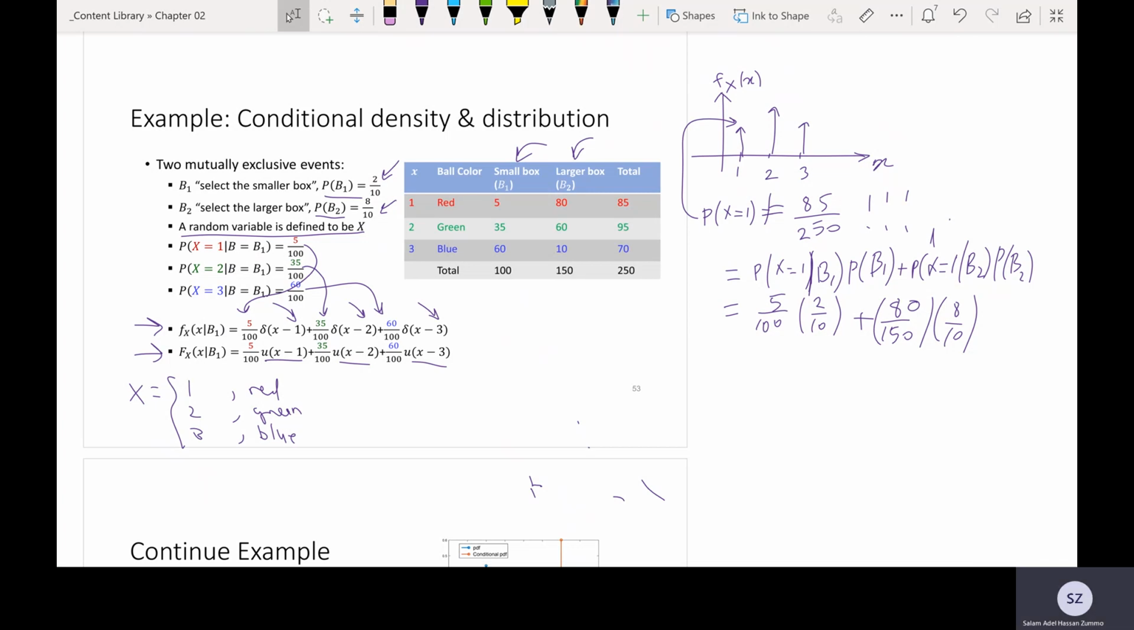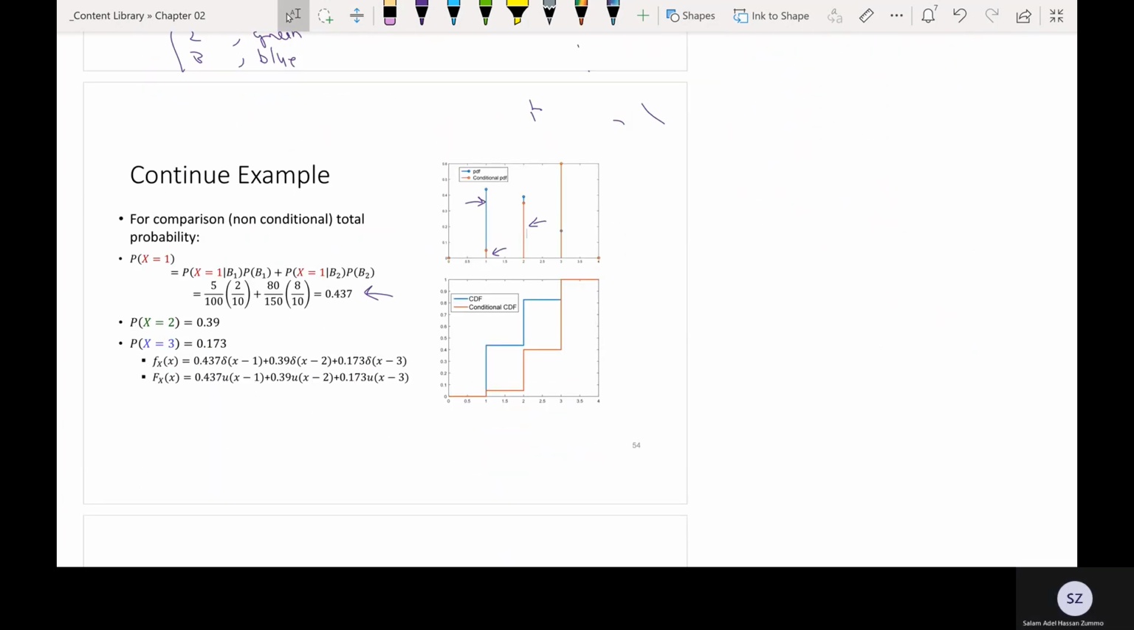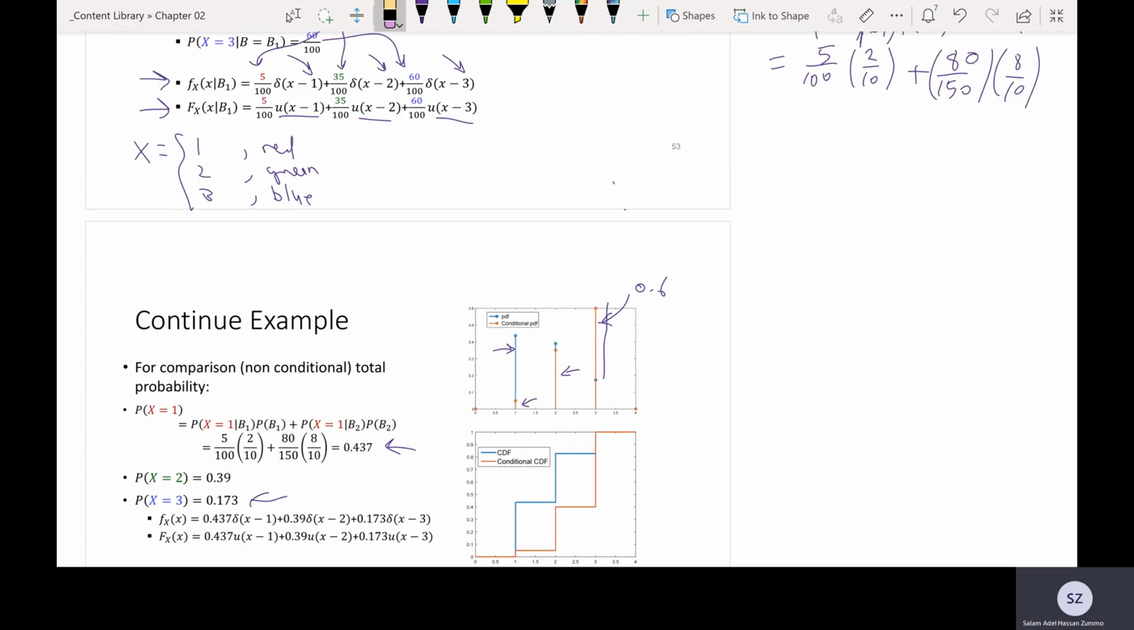However, looking at the 2 boxes and knowing that the probability that I select box number 2 is larger, how many blues do you have? 110 only out of 150. So when you calculate the probability of X equals 3 without any conditioning, it is much smaller. It's equal to 0.17 compared to this, which was 0.6, right? So conditioning here, you can see that you have a different sample space.